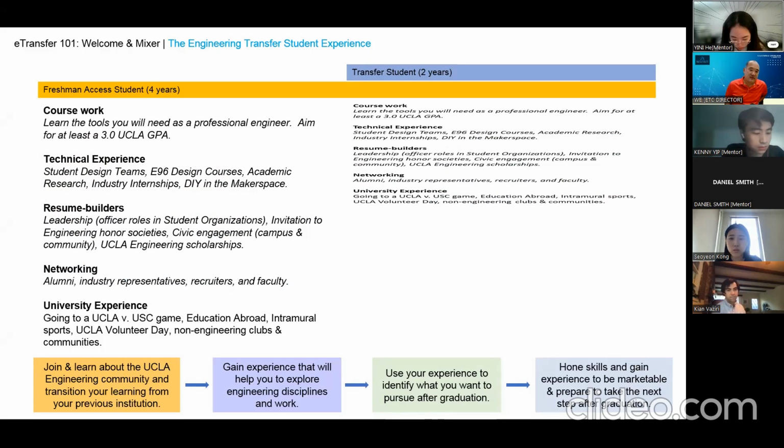It starts off with coursework, right? Everybody needs to take the classes to learn the skills and the theory. For our students, we encourage them to shoot for at least a 3.0 GPA, because that's where opportunities become available, right? When you're applying for internships or research or scholarships, being in good academic standing puts you in a position of being eligible for those kinds of things, okay?